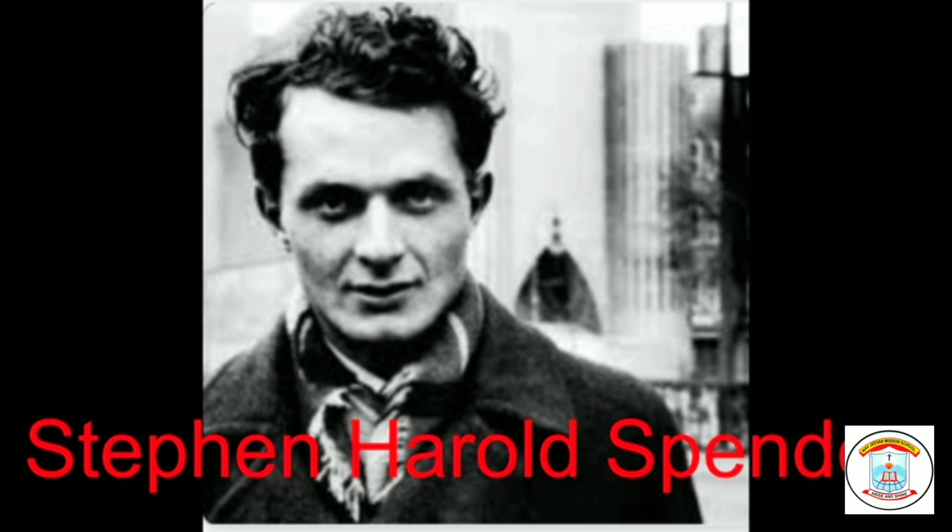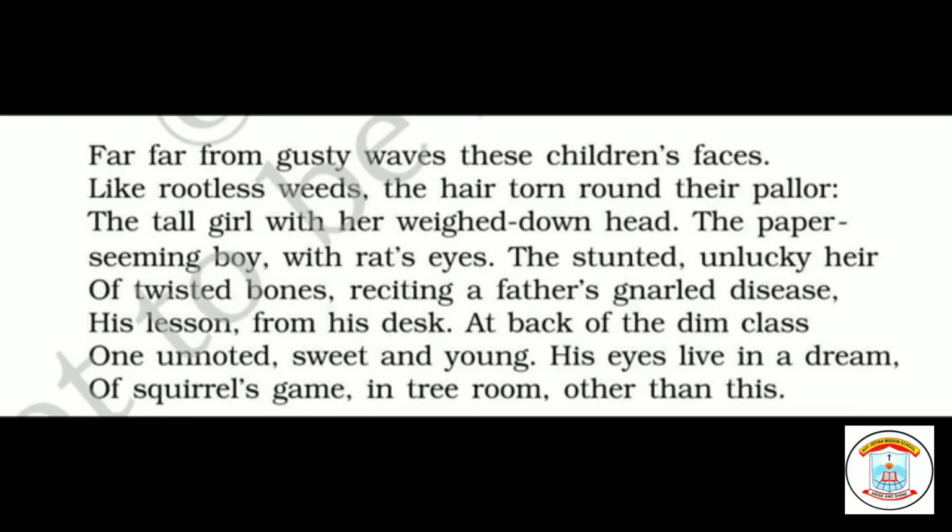In the first stanza, the poet describes the children in the slum school classroom. Far, far from gusty waves, these children's faces, like rootless weeds, the hair torn round their pallor, the tall girl with her weighed-down head, the paper-seeming boy with the rat's eyes, the stunted, unlucky heir of twisted bonds, reciting a father's gnarled disease, his lesson from his desk. At back of the dim class, one unnoted, sweet and young, his eyes live in a dream of squirrel's game in the tree room, other than this.